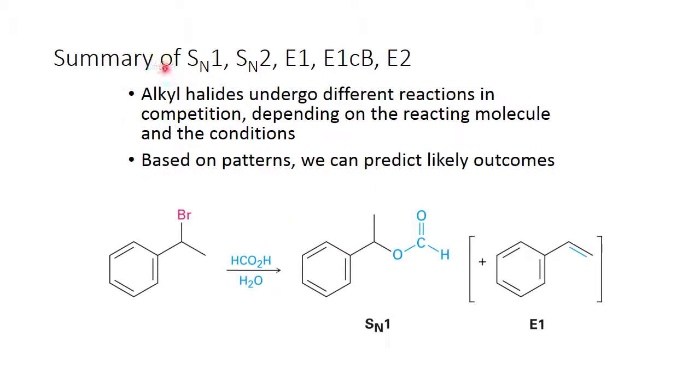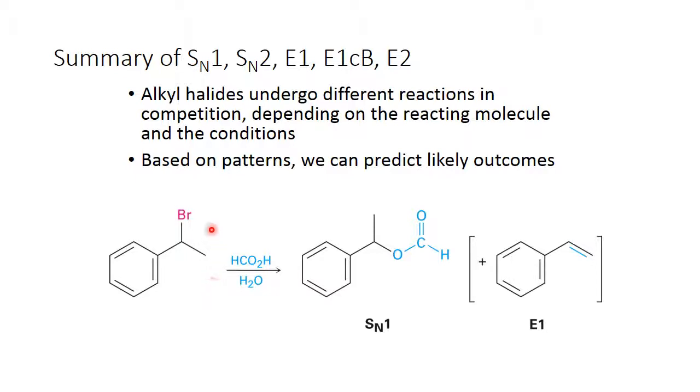So this is a summary of all the reactions that we've seen in this chapter. The alkyl halides will undergo a number of different reactions, and all these reactions are in competition with each other. So we have to figure out which reaction is going to occur. And based on the patterns, we can predict the likely outcome then.